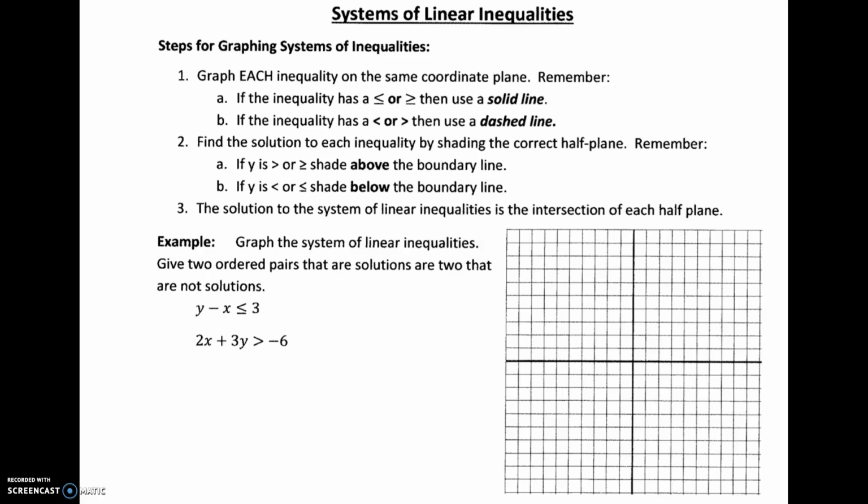To find the solution to each inequality, you shade the correct half plane. Remember, if y is greater than or equal to, you shade above the boundary line, whereas if y is less than or equal to, you're going to shade below the boundary line. The solution to the system of linear inequalities is the intersection of each half plane, which is where the shading overlaps.